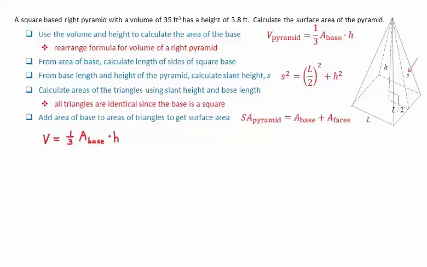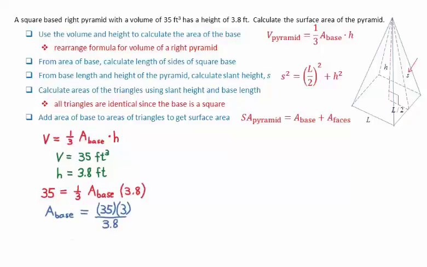First then, the volume of a right pyramid equals 1/3 times the area of the base times the height. We know that the volume is 35 and the height is 3.8. We can substitute those in and rearrange and isolate the area of the base. To do this, we have to multiply both sides by 3 and divide both sides by 3.8. This gives a result of 27.6 square feet.